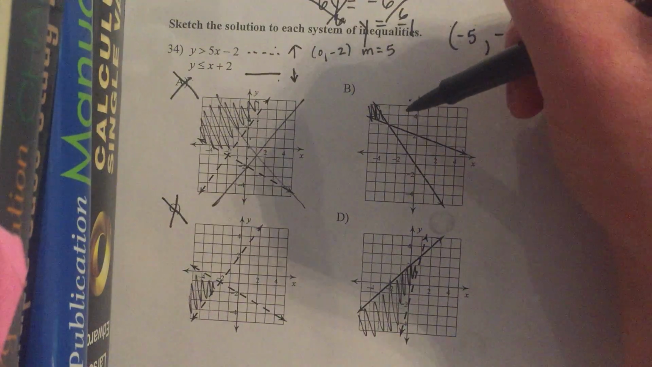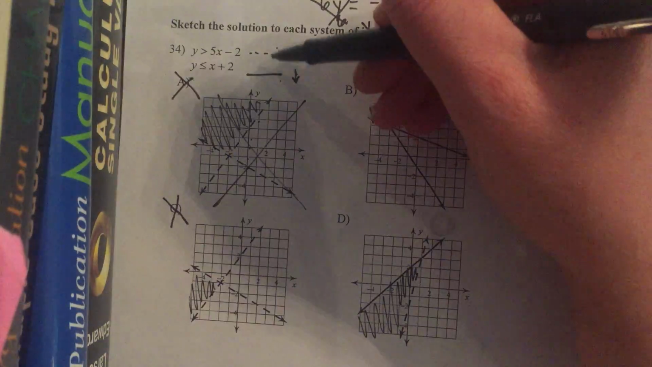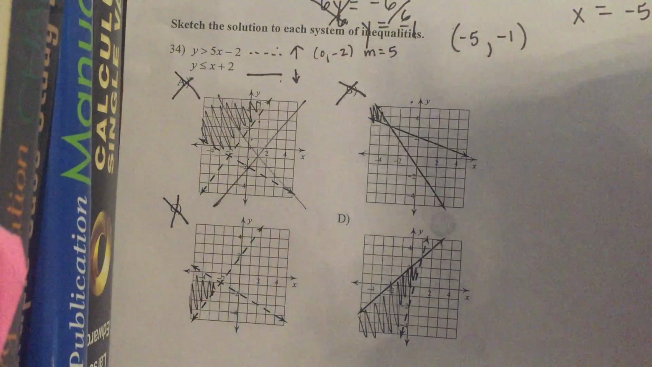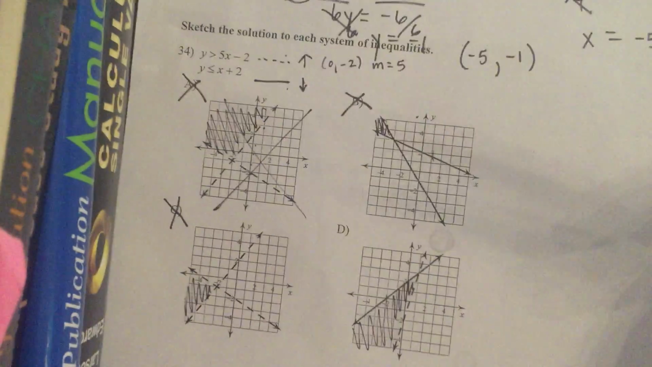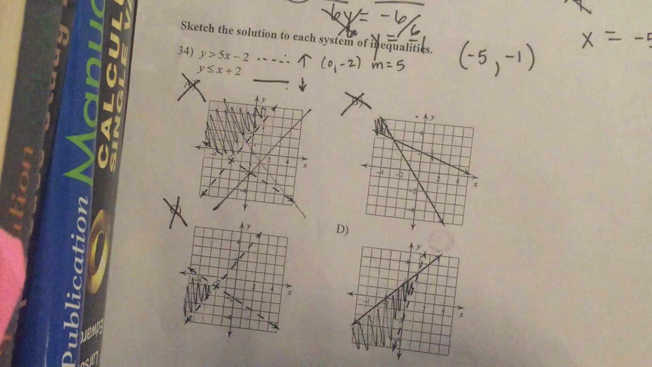If I look at B, well, those are both solid, but I should have only one solid and one dotted, so I can also rule that out. Now, you won't always be able to rule out 3 of the 4 graphs just by whether they're solid or dotted, so you want to know how to check for the other things.